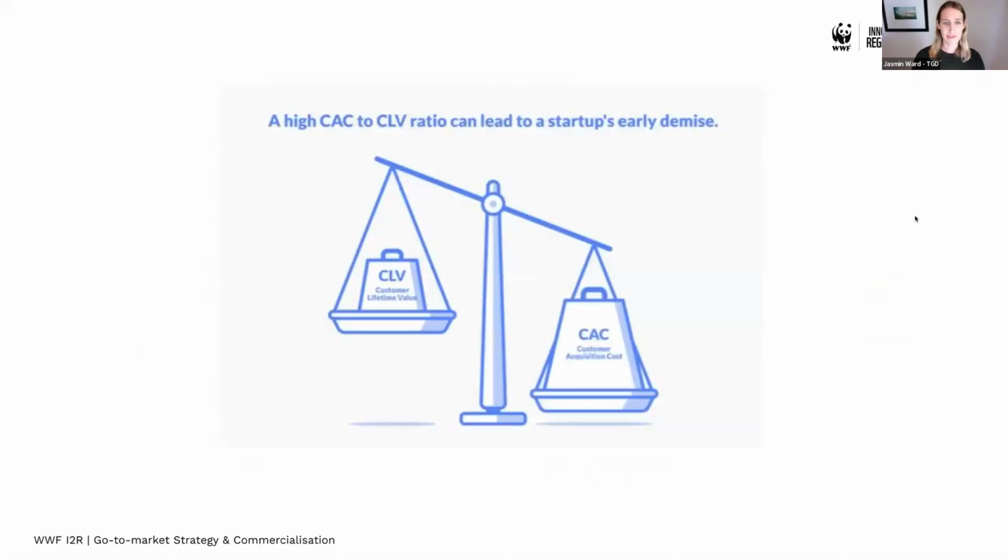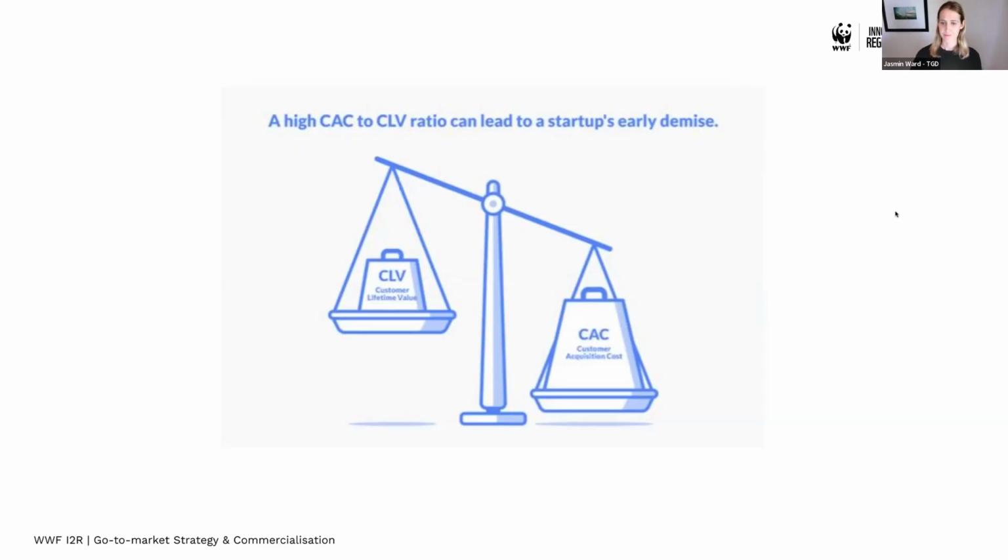The most important thing to know here is that the ratio between your CAC and your LTV is very important. This is the one thing about a sustainable business: if your lifetime value is lower than what it requires to acquire a customer, you're going to need a huge amount of funding and a huge amount of grants to keep you afloat.